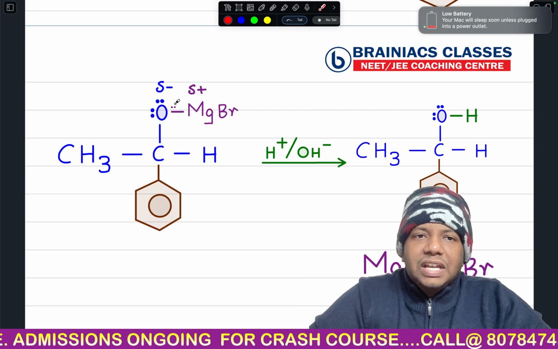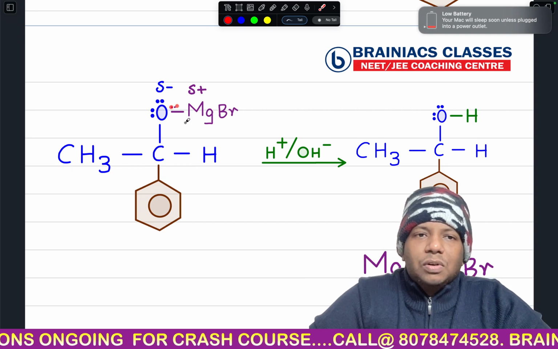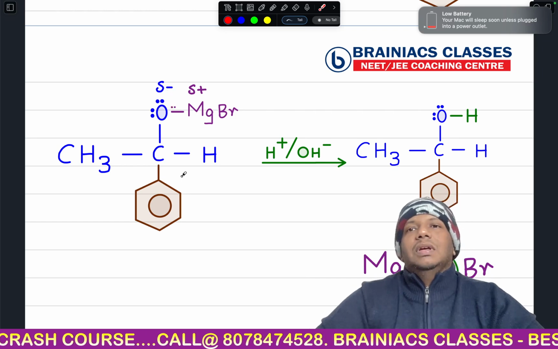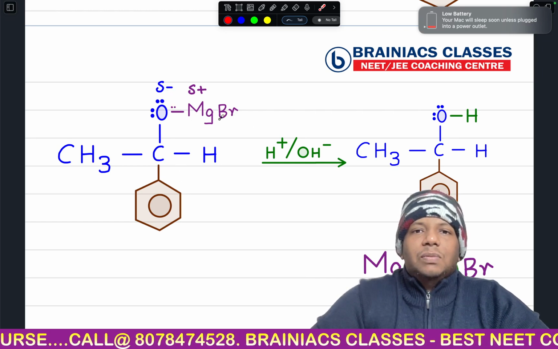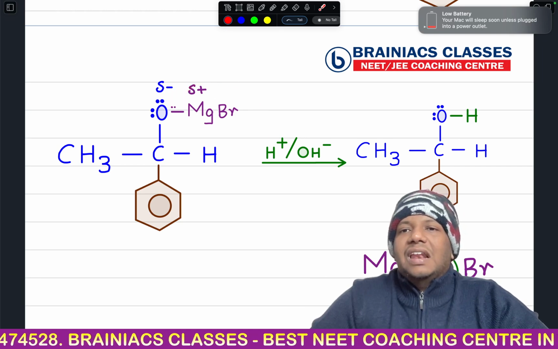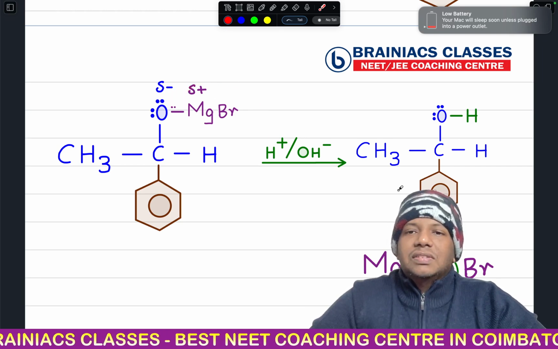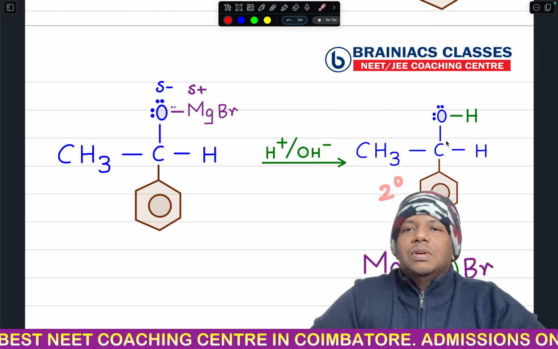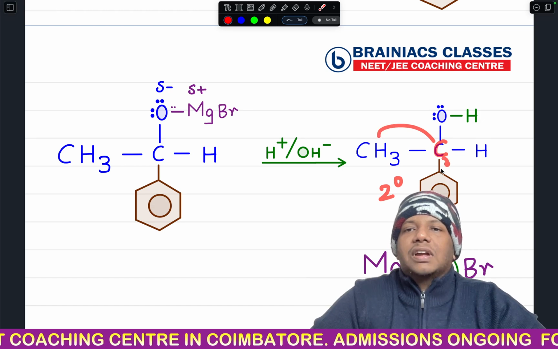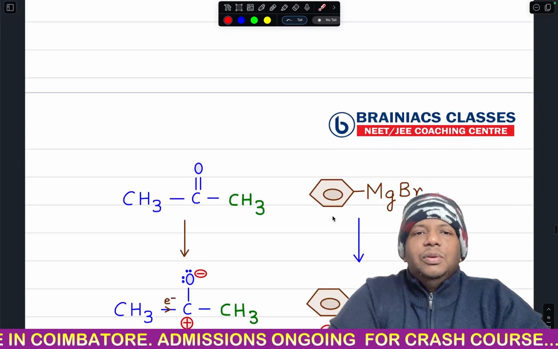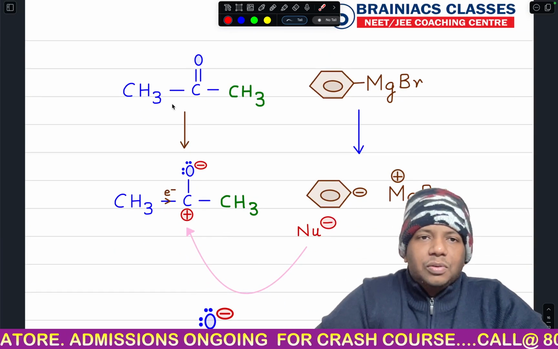Then you have oxygen with a negative charge here. Why? Because this pair of electrons while breaking the bond will move towards oxygen. And because of that, H plus will attack the oxygen and you will get an alcohol. And what sort of an alcohol is this? I can easily say this is a 2-degree alcohol. Why? Because this carbon is connected to 2 other carbon atoms. Clear?